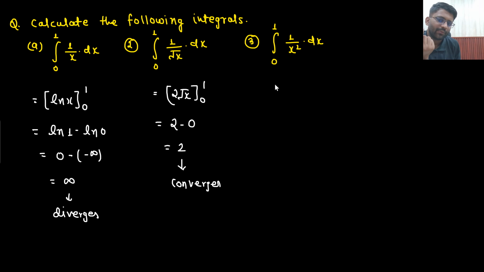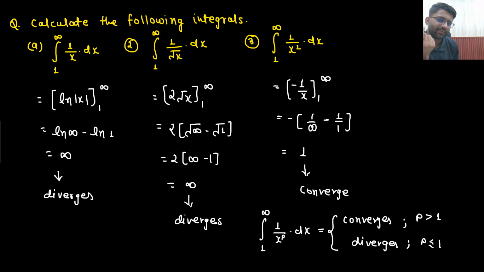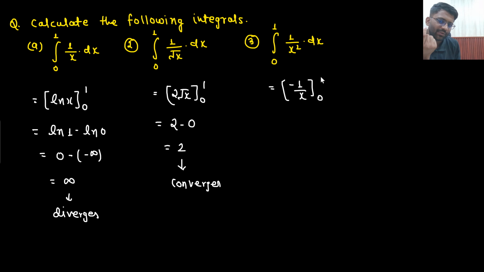And here, if you do, what answer will you be getting? Sir, integration is minus 1 by x, going from 0 to 1. Now you put the limit. The minus sign you take outside: 1 minus 1 by 0. What is the answer you are getting? 1 minus infinity, that would be equal to minus infinity. So the answer is plus infinity. Diverging. It is diverging.